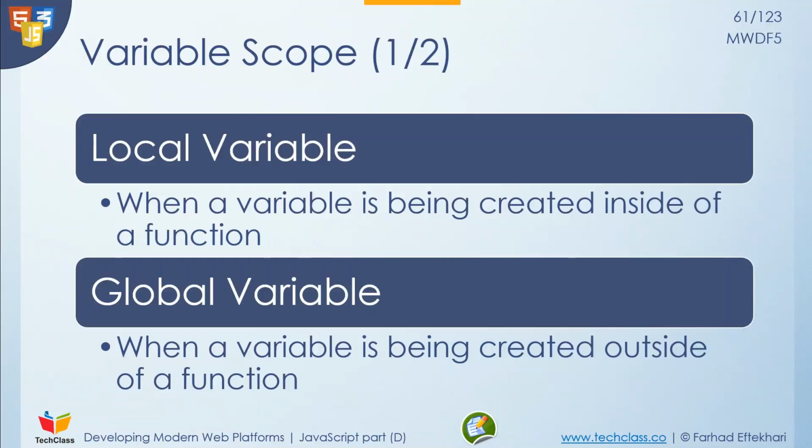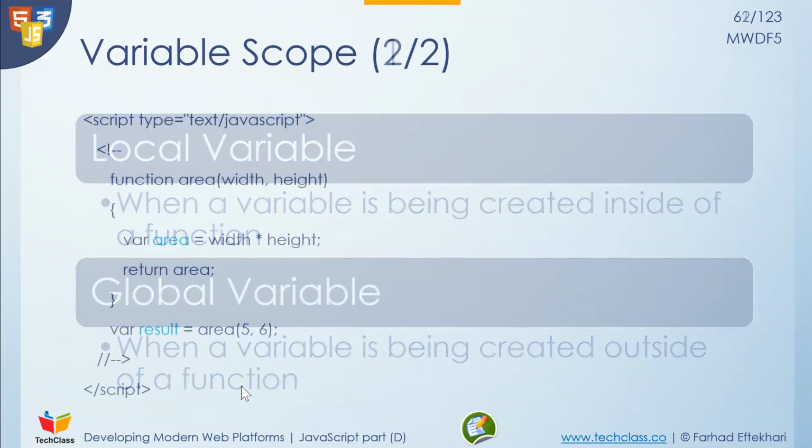All right, now we have the concept of variable scope. We may have variables defined as a local variable or a global variable. A local variable is when a variable is created inside of a function. The meaning is, when you have a local variable, you cannot access it outside of the function. It is only accessible inside of your function, not outside of that. And then you have a global variable, when a variable is created outside of a function. Then you will be able to access it everywhere.